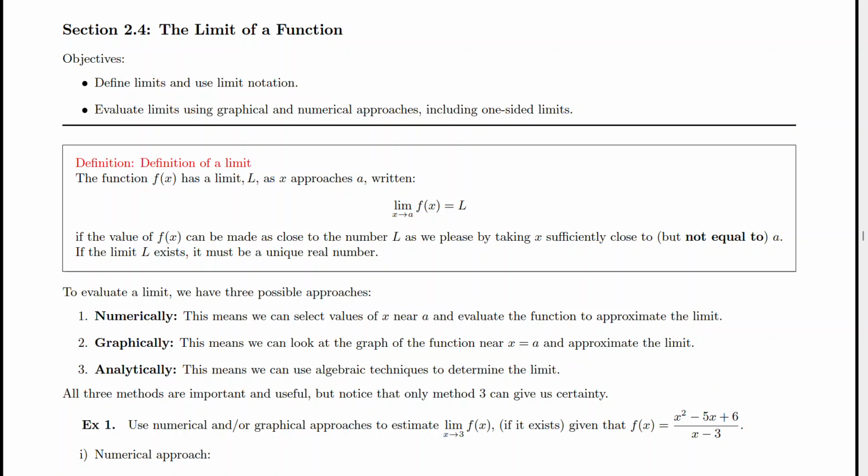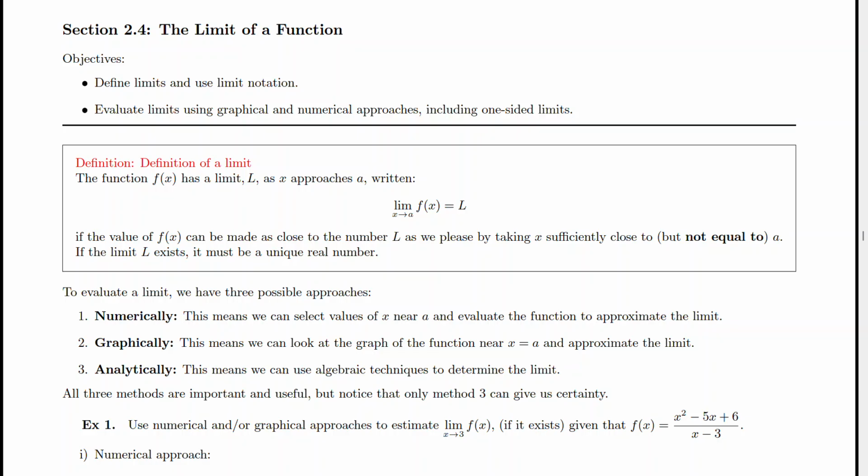Section 2.4, the limit of a function. We have two objectives in this section. First of all, we want to define limits and use limit notation. And second, we want to evaluate limits, and that includes one-sided limits, using graphical and numerical approaches.